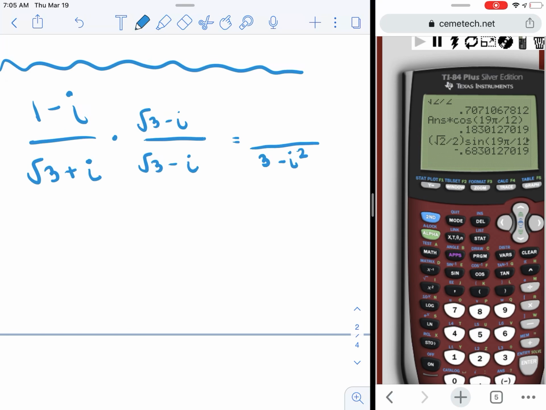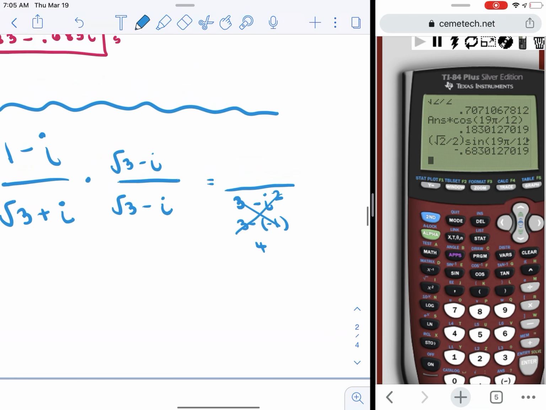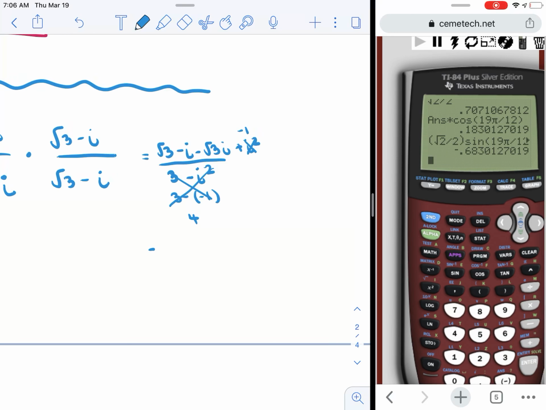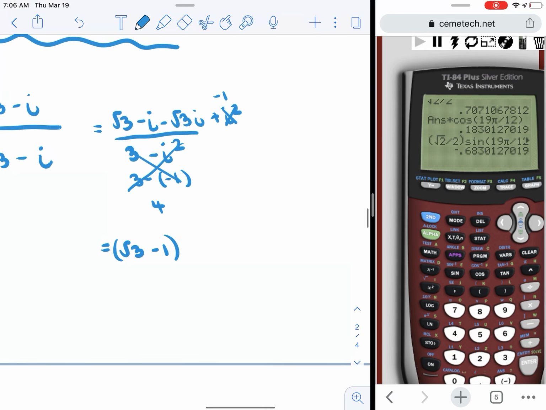Remember, i squared is -1, which is going to make this 3 minus a -1, or a 4 in the denominator. Now in our numerator, we have to multiply these together to get the root 3, and our middle terms do not eliminate. We get a minus i, a minus root 3 i, and then the plus i squared. If you recall, this whole term becomes a -1, so what we end up having is root 3 minus 1. I'm going to put my real terms together, and factor out a minus i to get 1 plus root 3 for my imaginary part, all over 4.